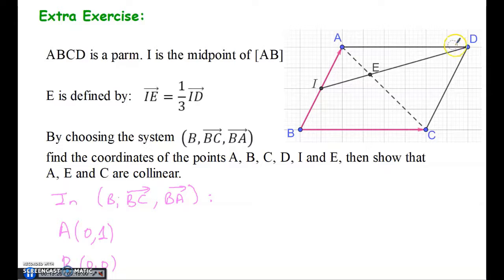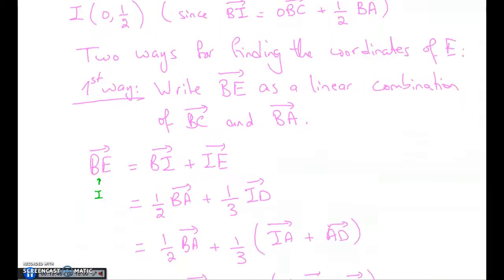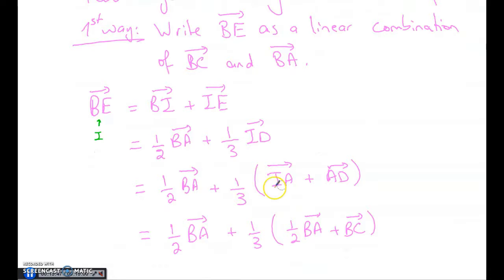Why am I doing this? Because I want to write ID in terms of the other vectors, BC and BA. Okay, so when I write ID as IA plus AD, IA is simply half BA, so we're done. And AD is equal to BC, so I can replace AD by BC. Okay, so this is what I did here. So it's 1 over 3 IA plus AD, but IA is half BA, and AD is equal to BC.